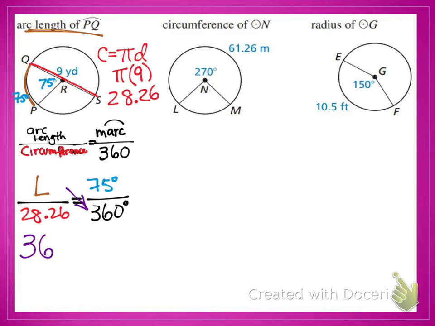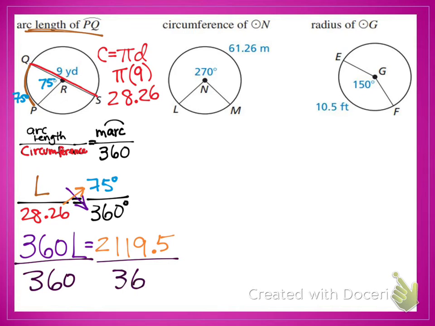So we get 360L equals 28.26 times 75. 2,119.5. Good. Divide by 360. And the length is 5.89, and we'd say yards, right? Yep, yards.